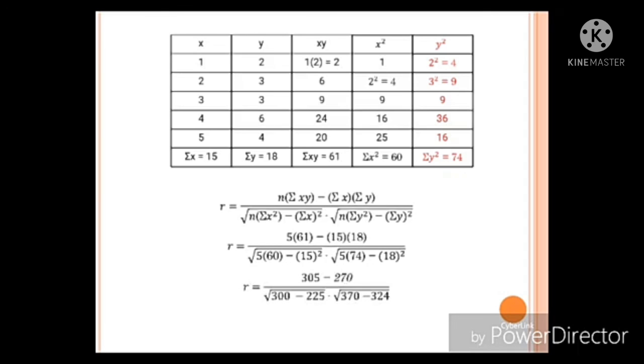First, multiply 5 times 61. The answer is 305. 15 times 18. The answer is 270. Then multiply 5 times 60. The answer is 300. 15 times 15, we get 225. 5 times 74, the answer is 370. Then 18 times 18, the answer is 324.